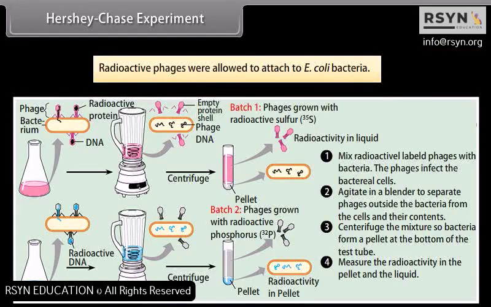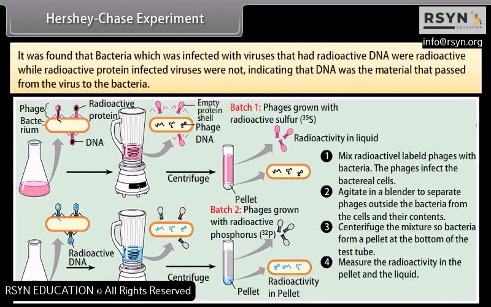Radioactive phages were allowed to attach to E. coli bacteria. It was found that bacteria infected with viruses that had radioactive DNA were radioactive, while those infected with viruses having radioactive protein were not, indicating that DNA was the material that passed from the virus to the bacteria.